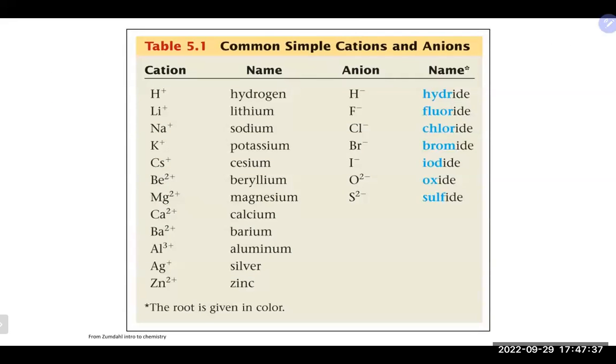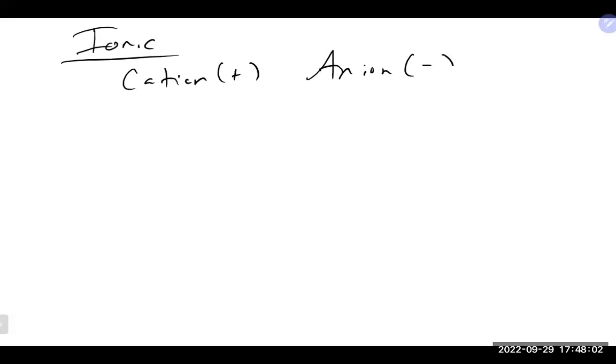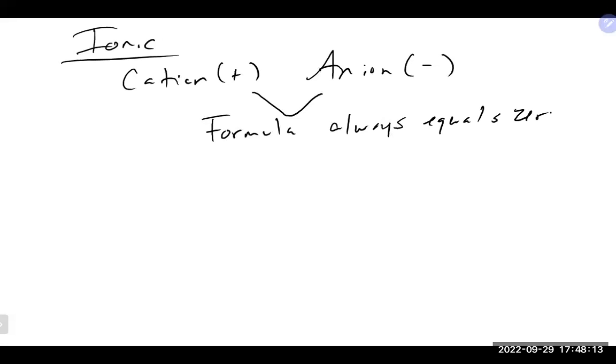So here is, again, a table of those, and you can see our negative ones get the IDE treatment. Our positive ones are really just the name of the element. Now, when we take an ionic compound, and we take a cation together with an anion, we always want to put them together so that the formula always equals 0 in terms of the charge.